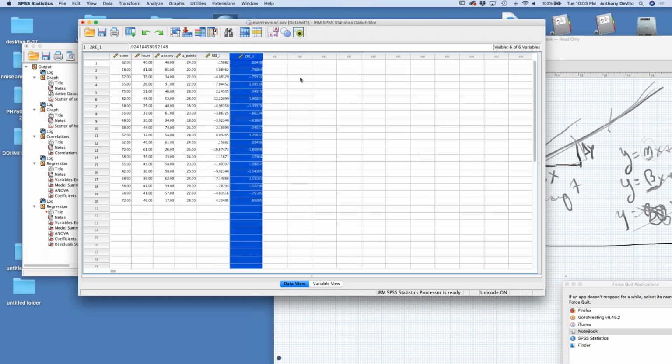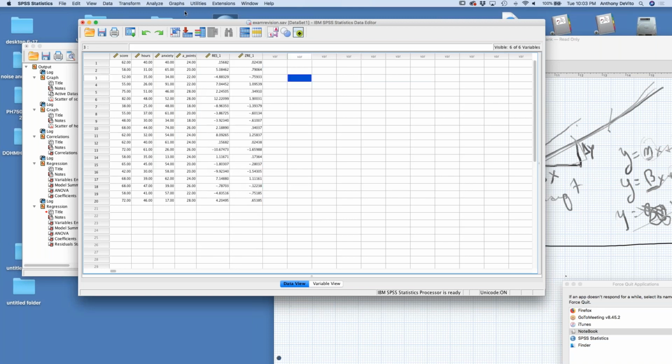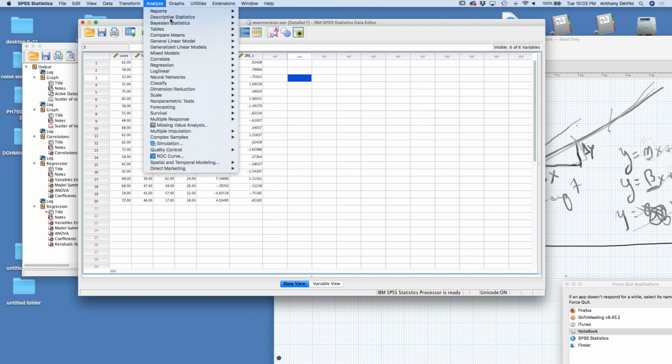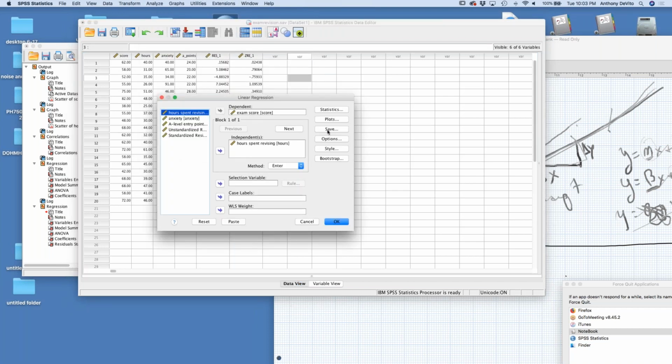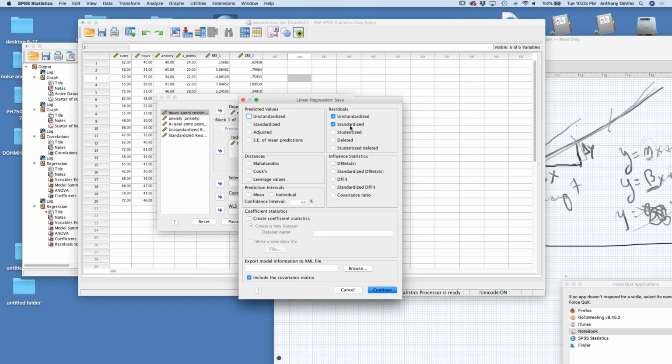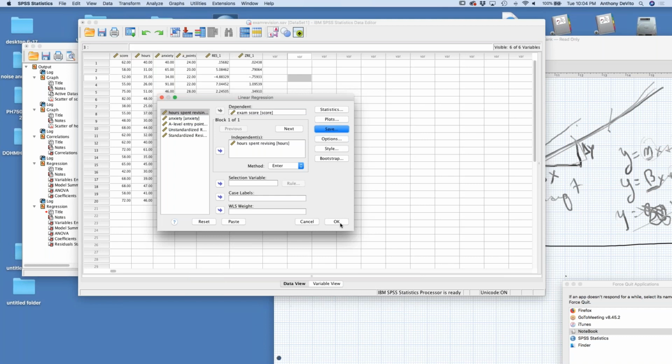One is the residual value. I think I chose the wrong thing here. I'm going to go back to Analyze, Regression, Linear, and I meant to pick residuals unstandardized and predicted values standardized. What I did there was I told it to give me the residuals, unstandardized and standardized. I'll talk about what that means in a second.